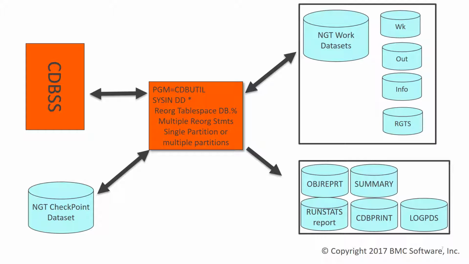The other data set that is very important on this page is the NGT checkpoint data set. This has many uses, but does make sure that there are no other utilities running on the object you selected to be processed. Also, it is used for restart, as it maintains what phase of the reorg you are in and where you can restart from when you want to restart.